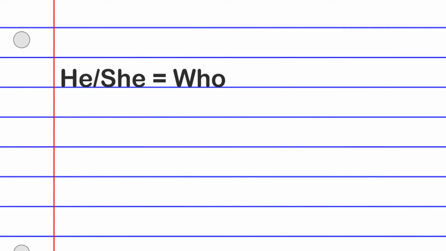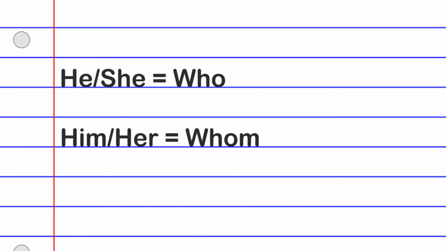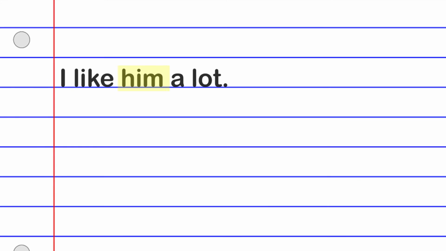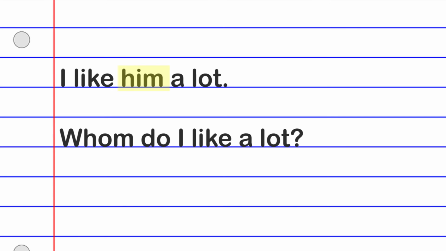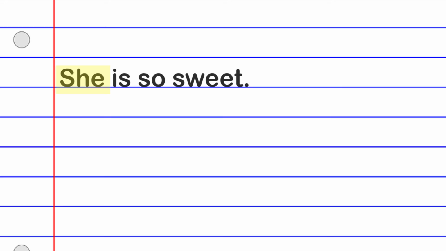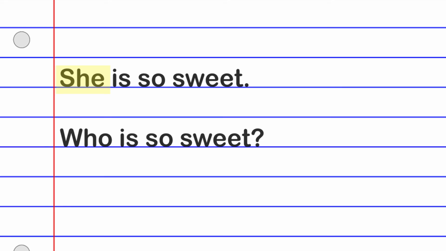Who versus whom. Not gonna lie, this is my weakness, but I have come to master it. The way you can tell when to use each one is by following this trick. Anytime you could replace these with he or she, you'd use who. And anytime you could replace these with him or her, you'd use whom. Example, I like him a lot. Switch that with, whom do I like a lot? She is so sweet. Switch that with, who is so sweet?